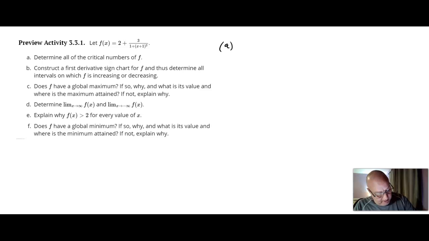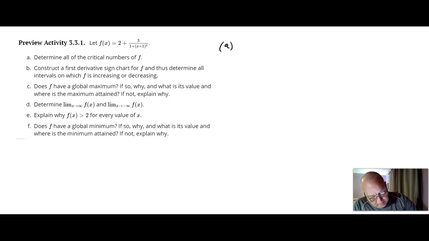And so we'll start with part A. They give us this function, and they said determine all the critical numbers. Now to determine the critical numbers, you're going to have to find f prime of x, and then figure out where f prime of x is equal to 0, or figure out where f prime of x is undefined.